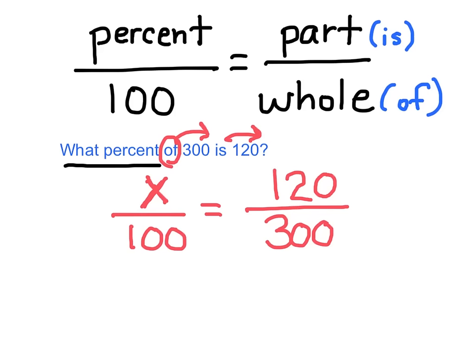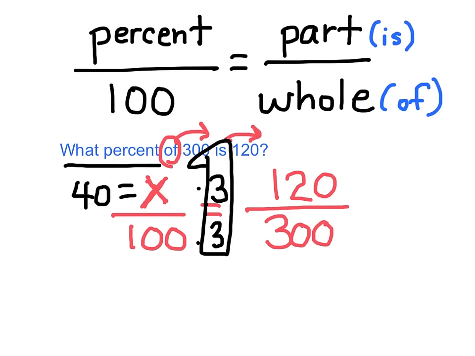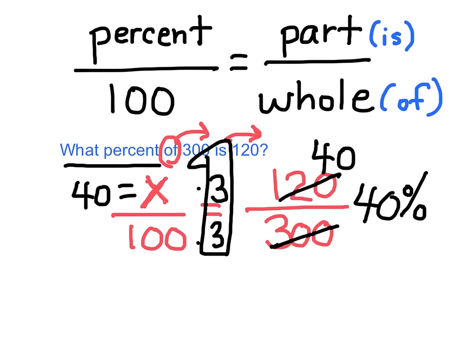Alright, so now that I have it set up, I use my proportion solving skills. And you know me, I like to use the giant 1, and the giant 1 will work. 100 times 3 would give me 300. So I ask myself, what number times 3 would equal 120? So of course that number would be 40. Therefore, what percent of 300 is 120? The answer is 40%. And you can actually reduce 120 over 300. If you divide out of 3, out of 120 and out of 300, you would get 40 over 100. That would also give you the percent.